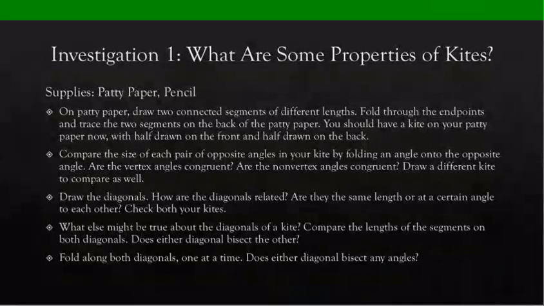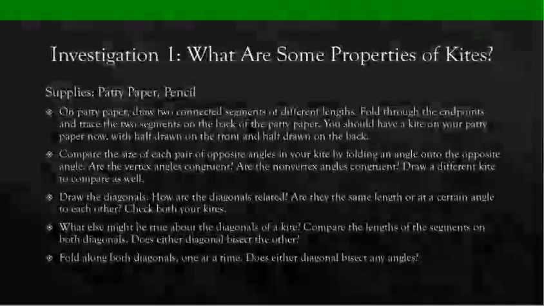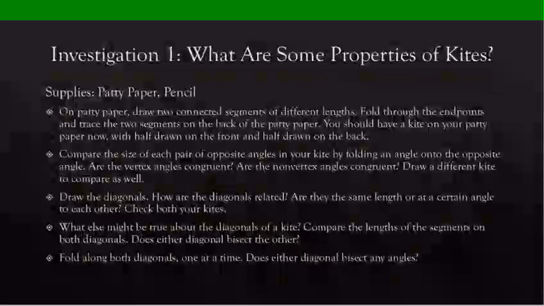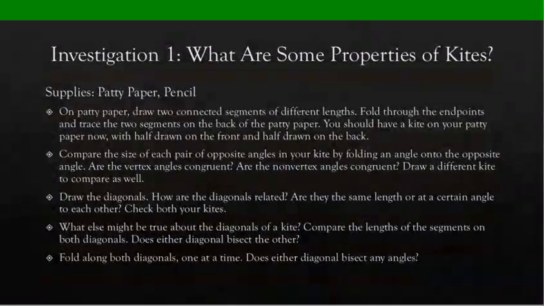So in our first investigation, we're going to need patty paper and a pencil. On the patty paper, draw two connected segments of different lengths. Fold through the endpoints and trace the two segments onto the back of the patty paper. So this is going to make us a kite with half drawn on the front and half drawn on the back. Compare the size of each pair of opposite angles in your kite by folding an angle onto the opposite angle. Are the vertex angles congruent? What about the non-vertex angles? You might want to draw a different kite to compare those as well.